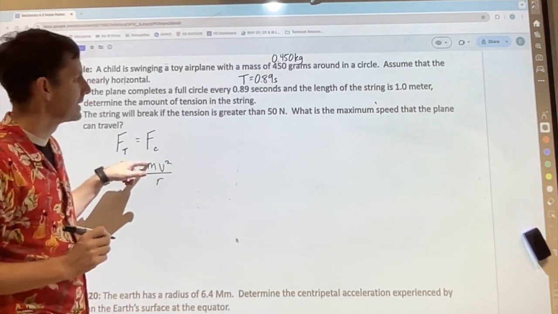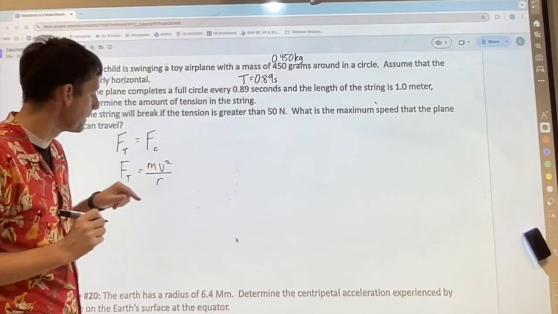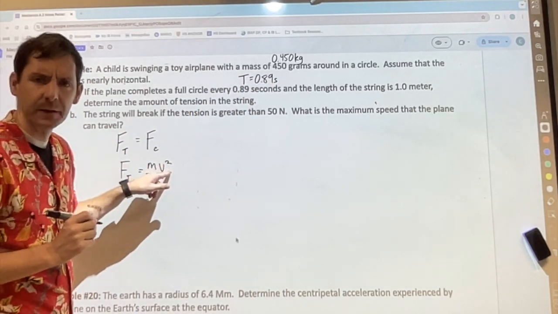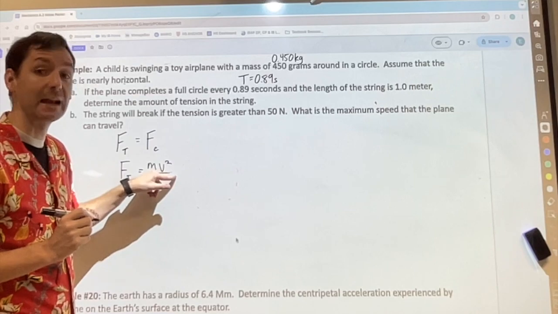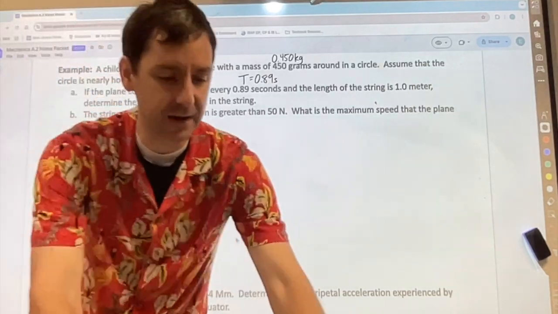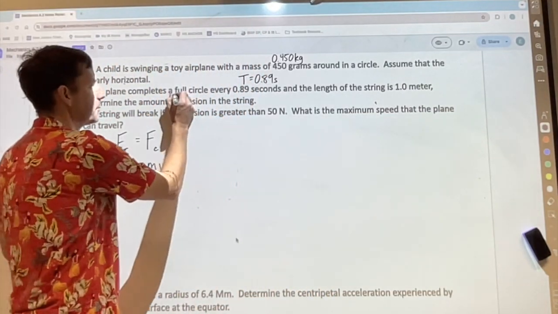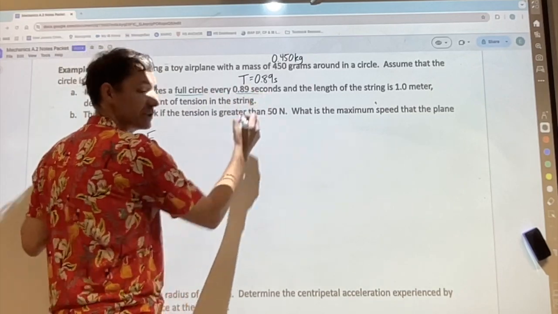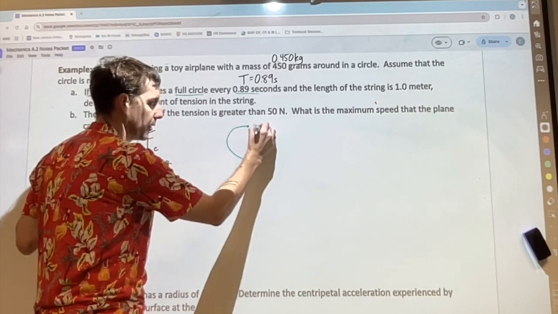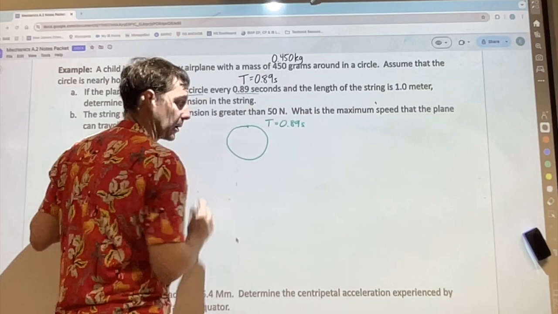The mass is given to us, 0.45, so we have that one. The r is given to us, 1, but they haven't given us the speed, so we need to find that before we can answer this question. Let's go to the side and think for a little bit. What other information do I have? I know that it completes a full circle in 0.89 seconds. So all the way around the circle, the time is 0.89 seconds, the period.